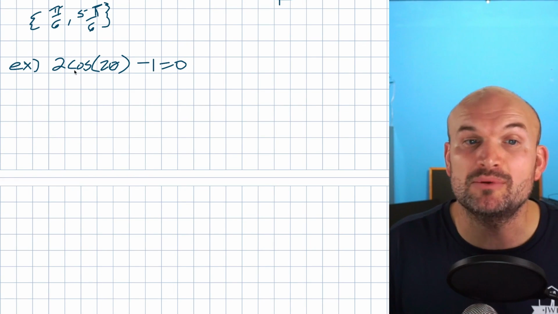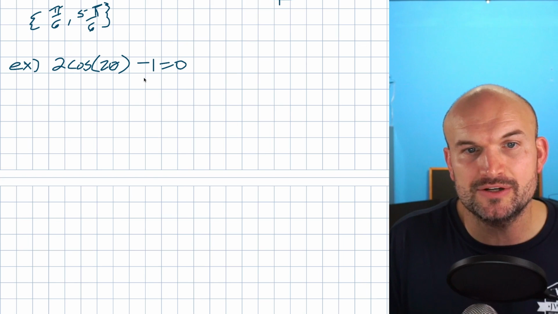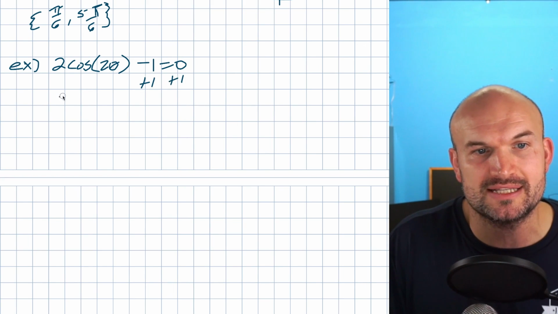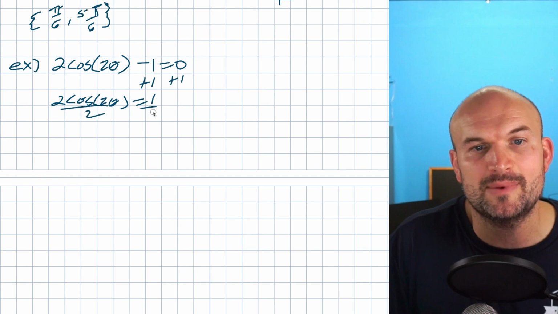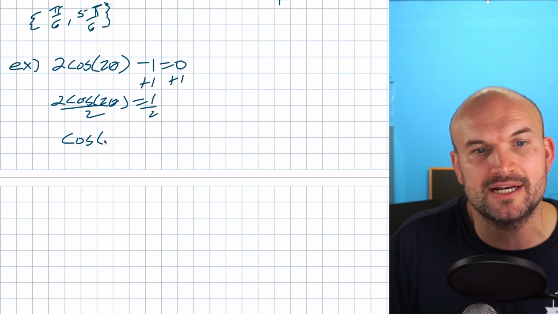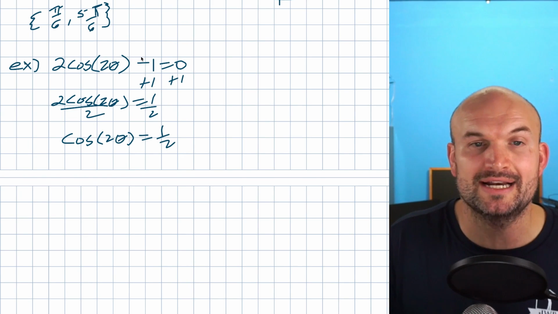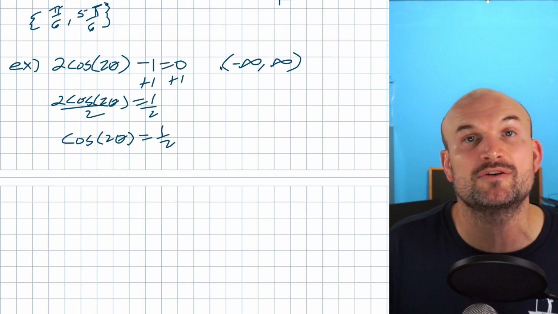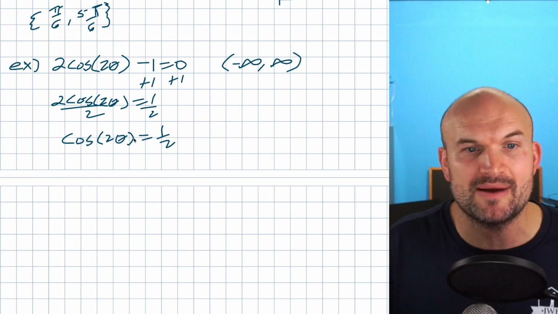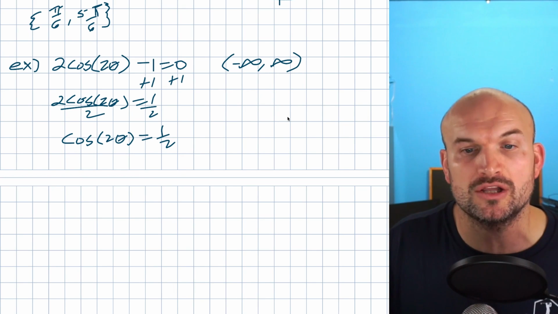So what about when I have a double angle, like 2 cosine of 2 theta minus 1 equals 0? Now in this case, we're going to do the exact same thing. We're going to add a 1 to both sides, and then I'll get 2 cosine of 2 theta equals 1, and I'll divide by 2, and therefore I'm left with cosine of 2 theta is equal to 1/2. Rather than finding the interval on 0 to 2 pi, we now want to find all of the solutions. So we want to find each and every one of these answers. So I'm actually going to find the answers on the unit circle first to help me find all of the solutions.